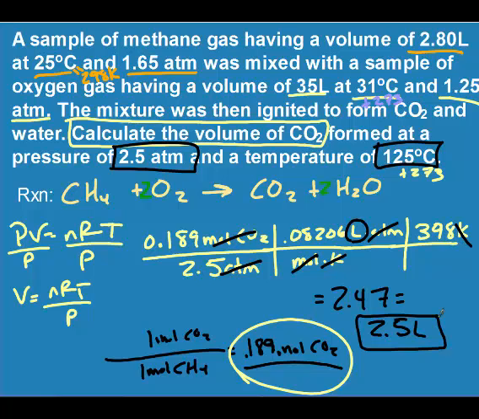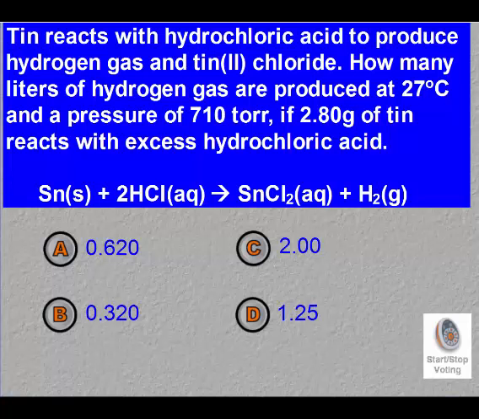So this one was a long problem because we had to do 3 sets of PVnRT. Sometimes you only have to do PVnRT once or twice or none at all, depending on if you have a balanced equation and what they're given and what you're looking for. Then pause the video and try this one on your own. Restart when you think you have an answer or if you get stuck.